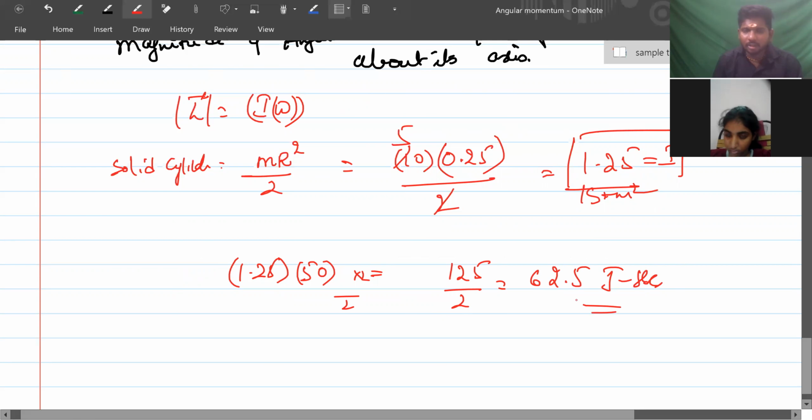Angular momentum, or otherwise mvr: mass into velocity into radius, kg meter square per second, or otherwise joule second also we can write.